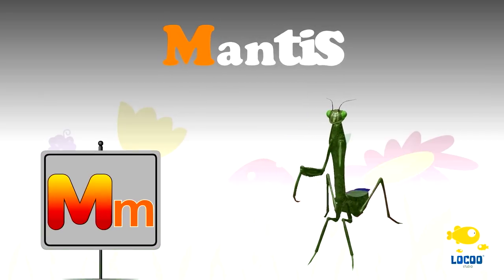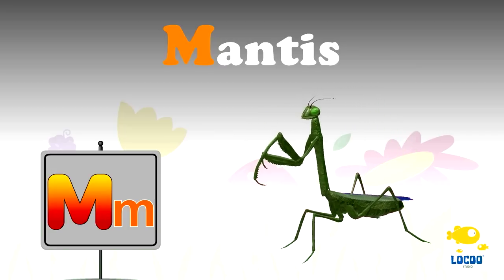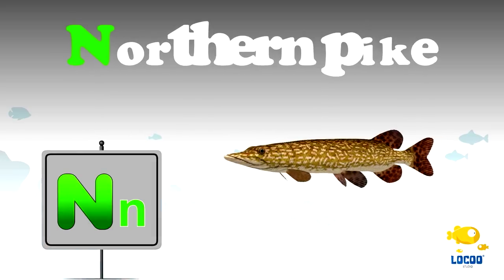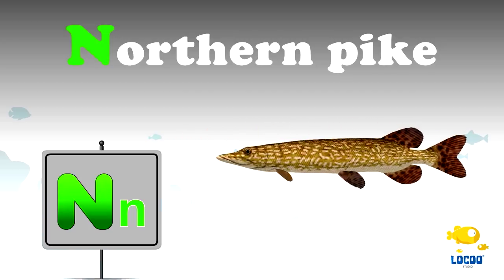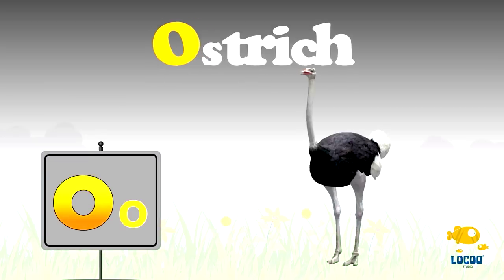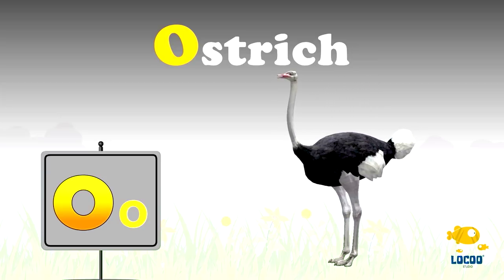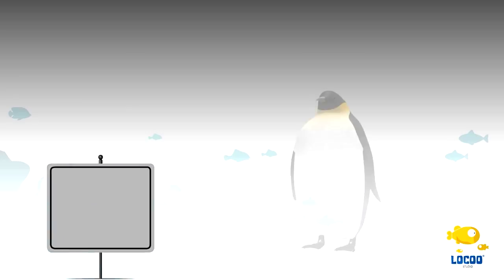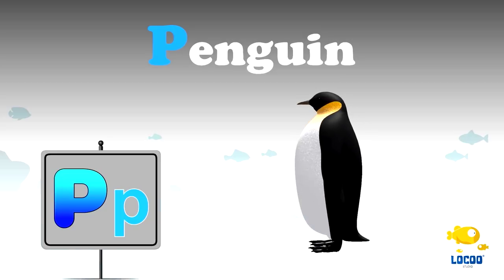M is for mantis. N is for northern pike. O is for ostrich. P is for penguin.